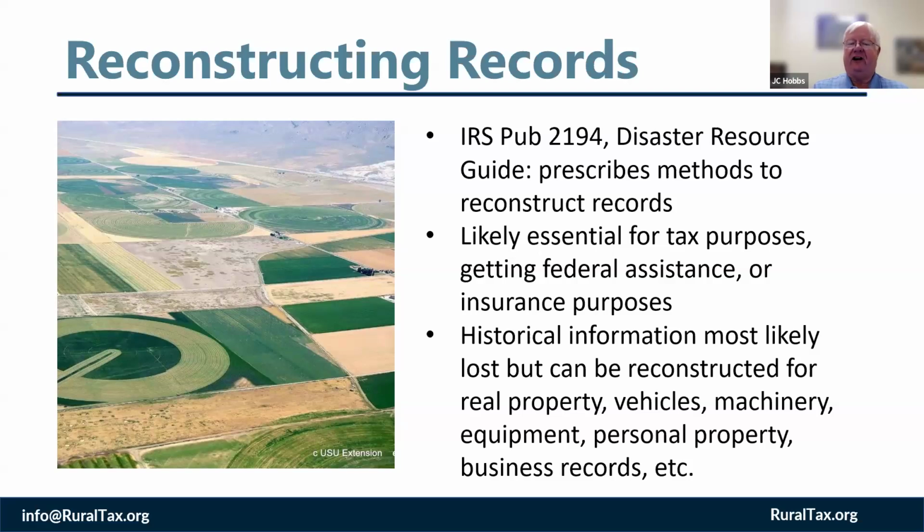It's likely essential for tax purposes, to get federal assistance, or for insurance purposes. So we needed to reconstruct some of those so we can get some of those benefits from federal or for insurance. Like I said, a lot of this is going to be lost, but it is reconstructible. Real property, going back to the courthouse, getting deeds, etc. Vehicles. Hopefully we've got someplace that we've got titles, etc. Maybe I'll go back to the dealer and find out what we paid. Same thing with machinery and equipment.